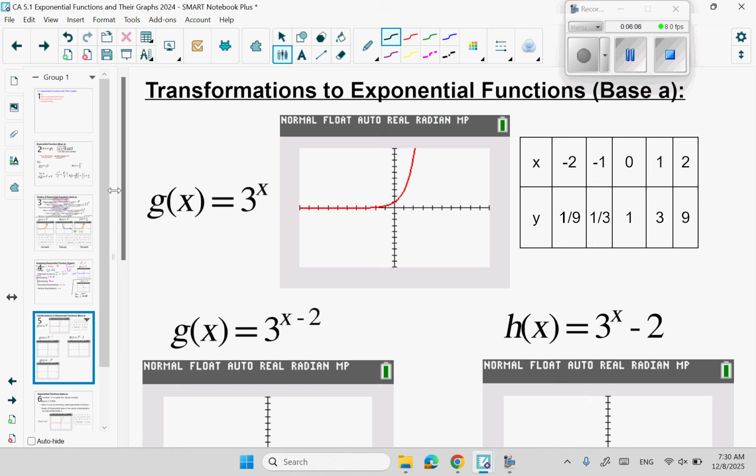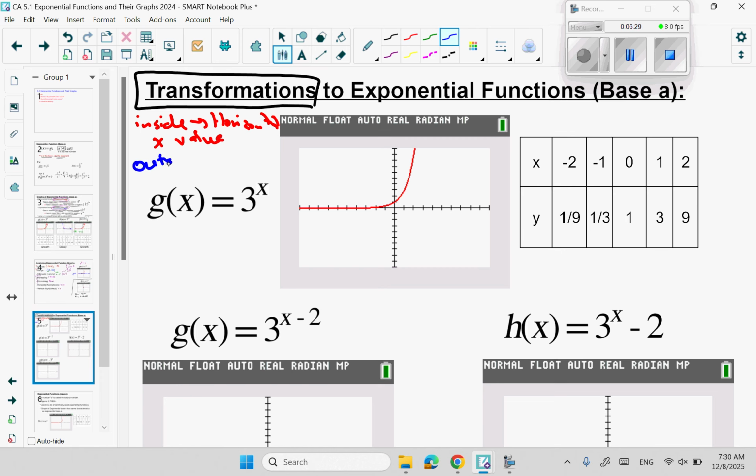Okay. Transformations. Recall that transformations are changes in a base function. So if something ever happens on what's called the inside, that is horizontal. And recall horizontal are our x values because x is going side to side. If it's ever on the outside, it's vertical. And vertical are always our y values.